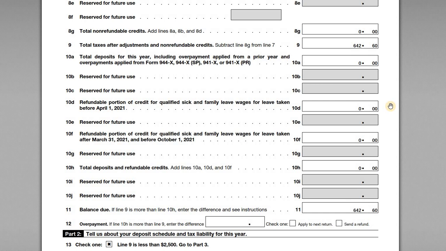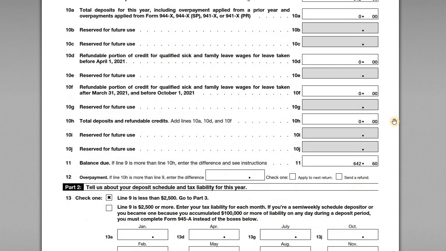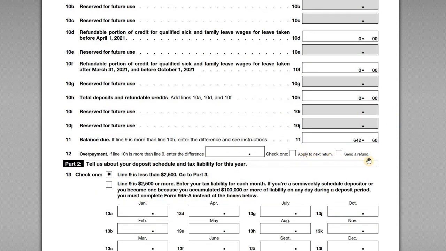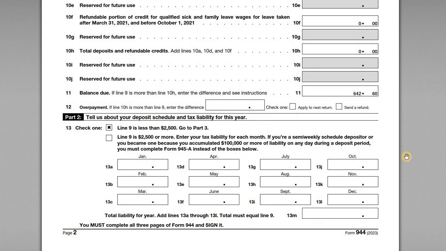We don't have any refundable portions of credits, so all those are 0. So at the end of the day here, the balance due for our payroll taxes and federal withholding, if you have any, but in our case we don't have any included, we have $642.60. So that's the amount of tax that's going to be owed with the filing.